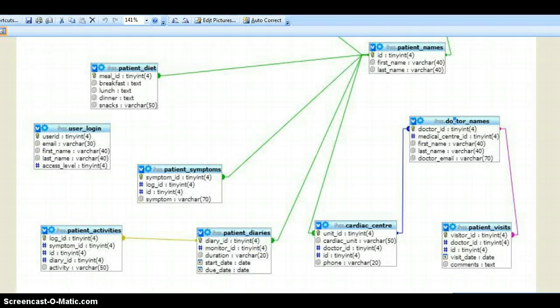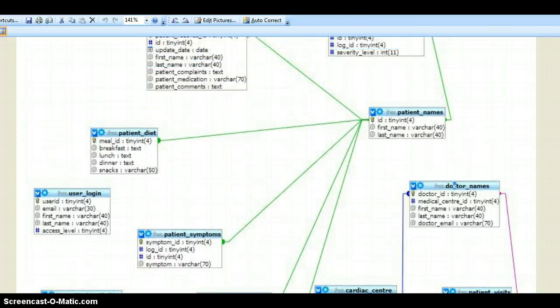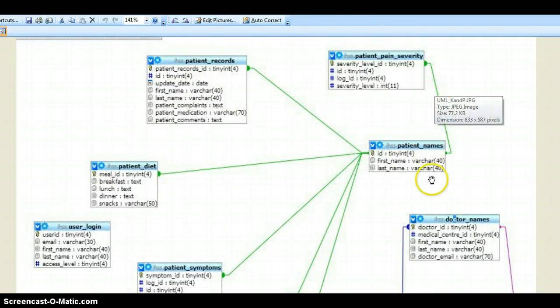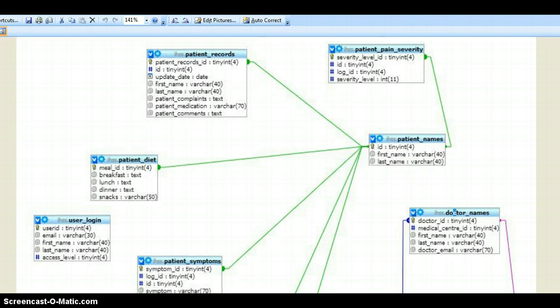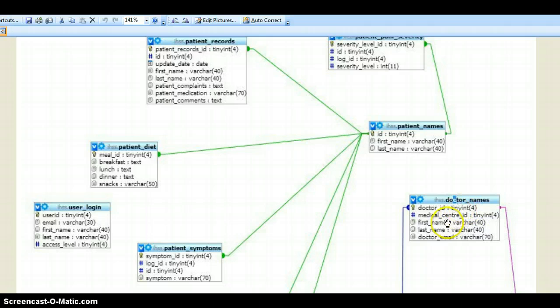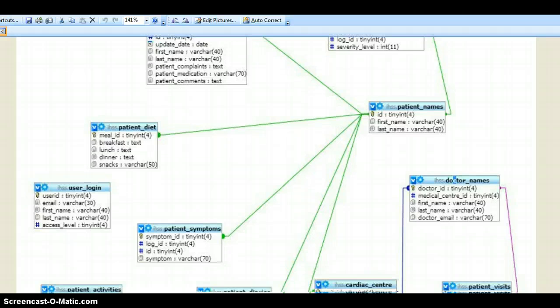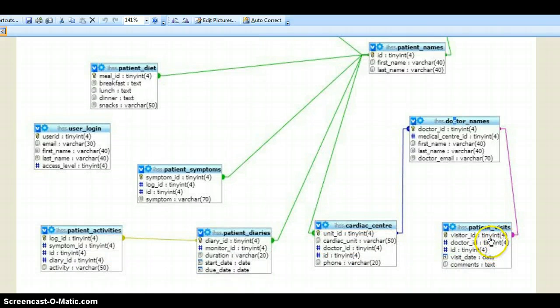I just want to go through a little diagram that we have here now, a UML for our database. Okay, so you start off here. You have a list of patient names. Just in this table, there's a small table: patient ID, patient first name, and the patient last name. Down here we would have the doctor's name. We have a doctor ID, the medical centre, the doctor's first name, the last name, and the doctor's email address or phone number. This is linked then into patient visits to the cardiac centre.